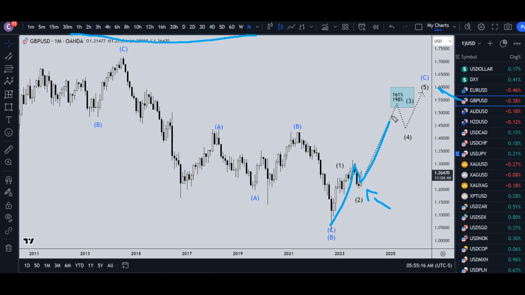So I do think this is the end of a correction, though. I think this is going to go up and make a 3, eventually make a 4, and a wave 5. My most likely target is all the way up at the 161 to 198 Fibonacci extension of wave 1, projected out the bottom of wave 2.